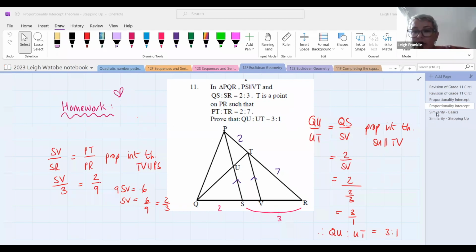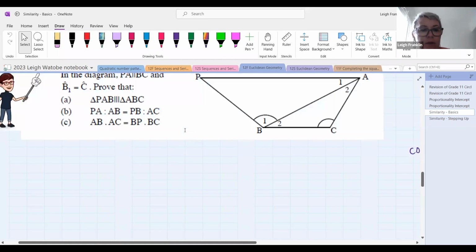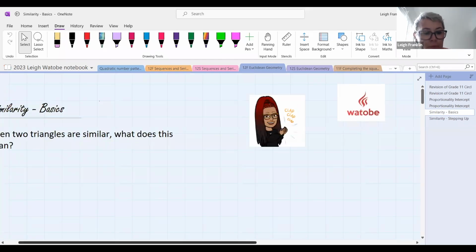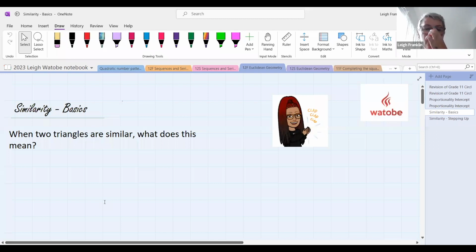Okay, so we should all be done by now, theoretically. I'm going to go onto the similarity page, and we're going to jump up to the top over here. Okay, so we have finished speaking about the proportionality intercept theorem for now.